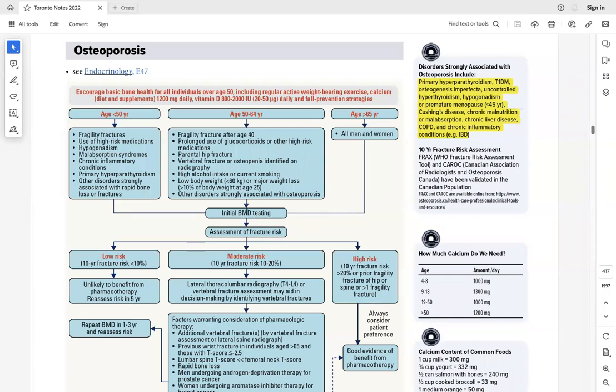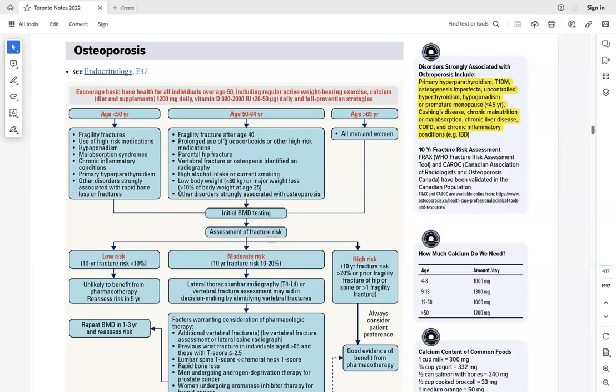But if the patient is less than 50, or 50 to 64 years old, then there are special circumstances in which we have to do this BMD. In less than 50 years: if they have any fragility fractures, use of high-risk medications like steroids they have been using for a long time, hypogonadism, malabsorption syndromes like IBD, long-term ulcerative colitis, celiac disease, chronic inflammatory conditions, primary hyperparathyroidism, or other disorders strongly associated with rapid bone loss. If they have any history of these diseases, then at less than 50 years, we will do BMD.